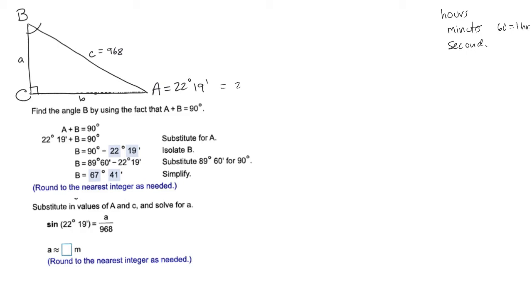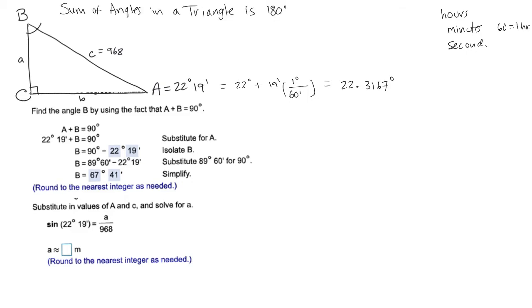So we're going to take our 22 degrees. Now 19 minutes is, let's see, 60 minutes goes into 1 degree. So if we divide by 60 minutes, then we are going to convert that to a decimal. 19 divided by 60 is 0.316 repeating. So I'm going to write that as 22.3167 degrees.